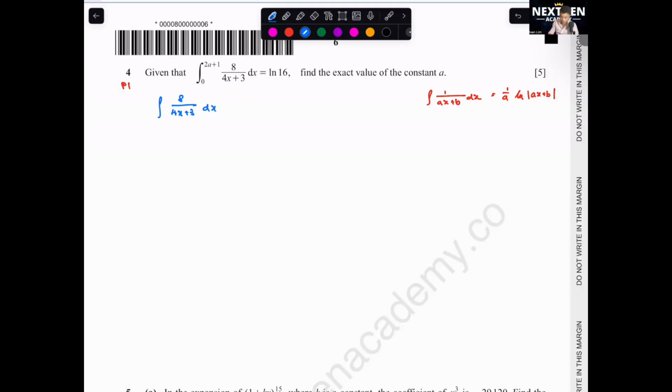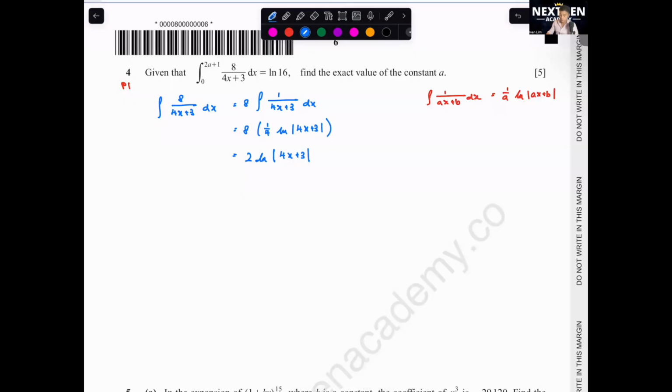To make it clear for y'all, I'll break it down. We write it as 8 times the integral of 1 over 4x plus 3 dx. I write it in this form first. Then whatever the value with the x, we write it as 1 over 4 ln 4x plus 3. By right there should be a plus c, but whether you write the plus c or not doesn't matter, because later we need to do a definite integral. So here it becomes 8 over 4, which is 2 ln 4x plus 3.